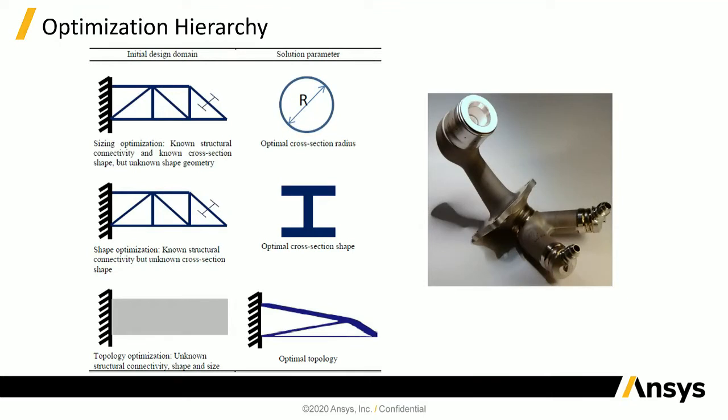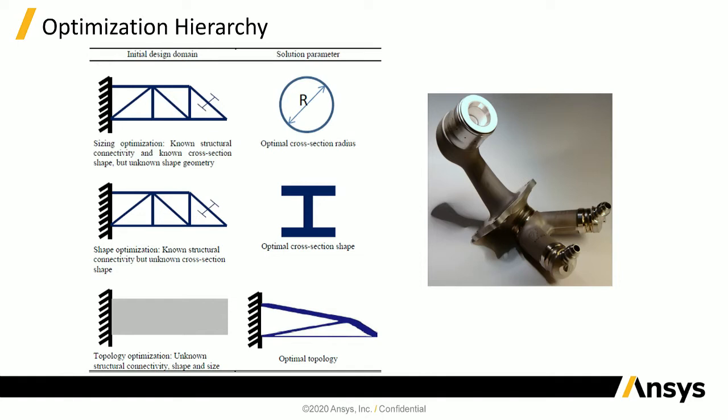Kind of going over the organizing, the hierarchy of optimization, way back when, you'd have some type of structure and we're just trying to optimize the size. So we're going to make something, we know the shape it's going to be. We just need to figure out essentially the right size a member needs to be to transmit the load. So the top picture right there is circular tubing, just constant cross-section. We're just going to make sure that the size is right in order to carry the load based off of whatever constraints we have on our system.